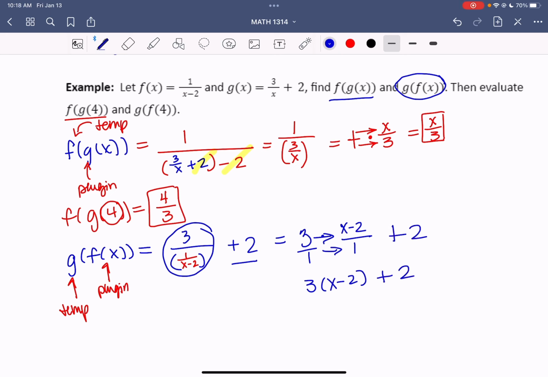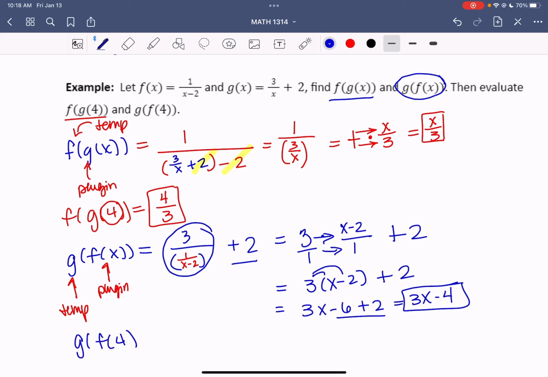Now, don't cancel next. Go ahead and distribute first. And so that's going to give me 3x minus 6 plus 2. And then I can put those two together. So it gives me 3x minus 4. Now, that's the composition of G and F, but the last part is I want to put the evaluation of it in there. So I'm going to say, what is G of F of 4? And so I'm just taking 4 and plugging it in for that x. So it gives me 3 times 4 minus 4, 12 minus 4, which gives me a total of 8.